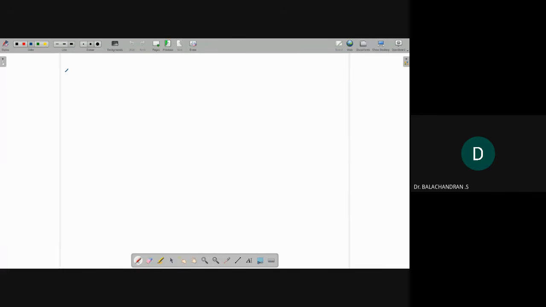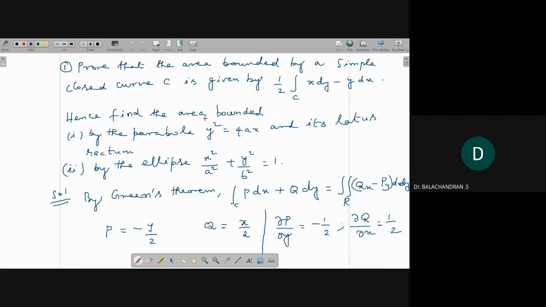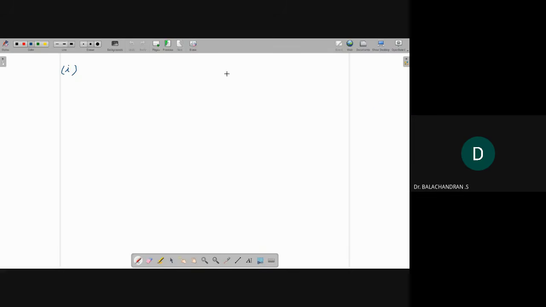Now, the first part. What is the question? I'll check it once again. We should find the area bounded by the parabola y square equal to 4ax and its latus rectum. Okay, so first we need to draw the diagram. If we see the diagram, we can find what we need to find exactly.